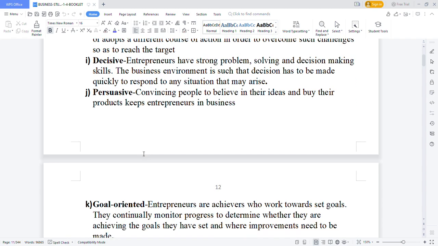Then the very last one, an entrepreneur should be persuasive. Convincing people to believe in their ideas and buy their products keeps entrepreneurs in business.